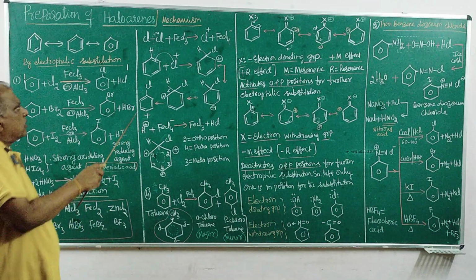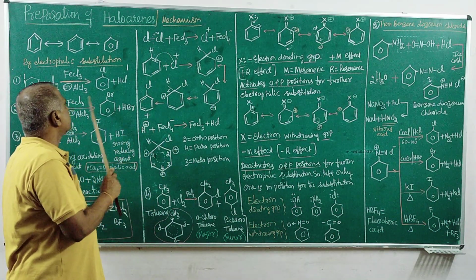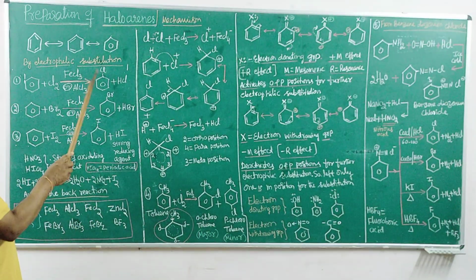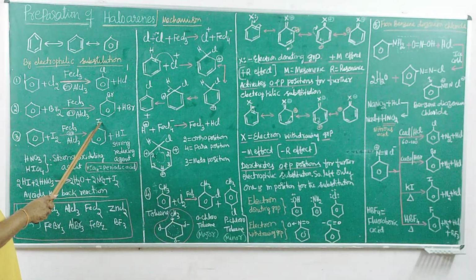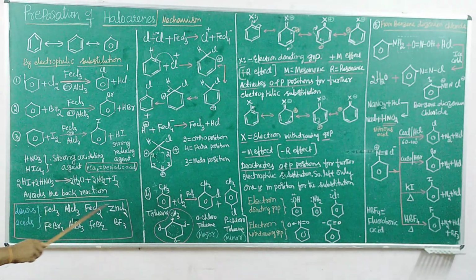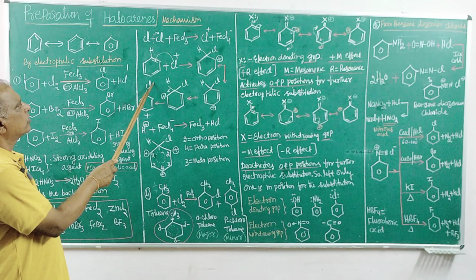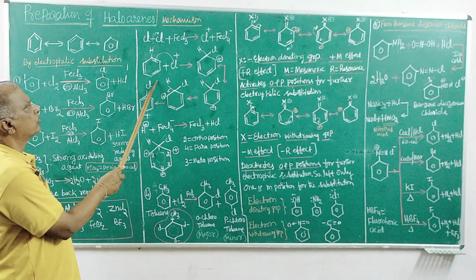So that is the mechanism. All these mechanisms are similar; you can take chlorine, bromine or iodine, and use any one of the catalysts like this. That is the mechanism of halogenation of benzene.